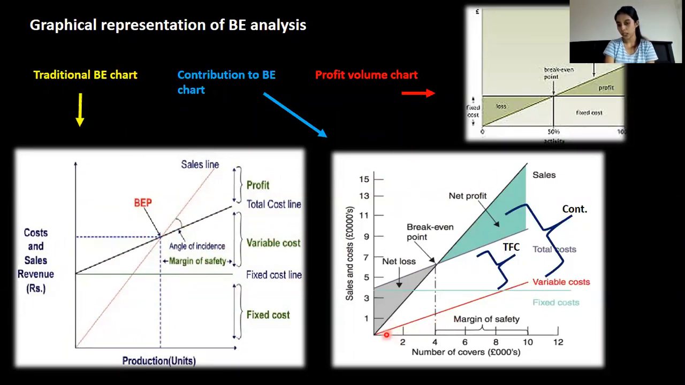Here you can see this red line is the variable cost line. As we are using the variable cost line, we can show the contribution here. Contribution is the difference between the sales line and the variable cost line. This part is the contribution. Also we can show the total fixed cost here: the gap between the total cost line and the total variable cost line is the total fixed cost. The gap is constant, meaning total fixed cost is a constant amount.